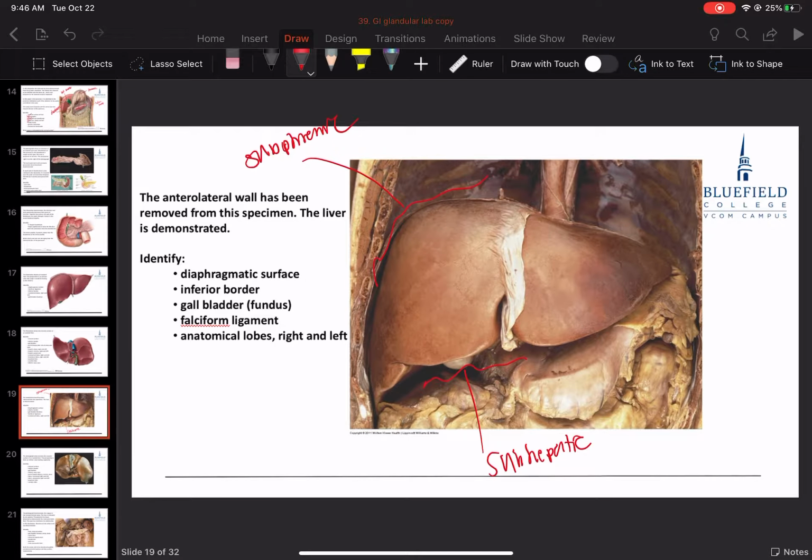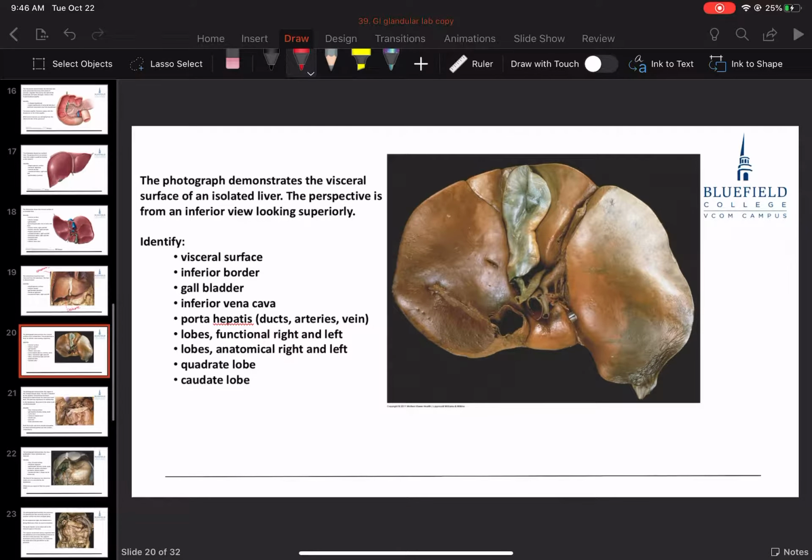So now look at this liver, and again, ask yourself, what's the orientation of this specimen? Yeah, it's inferior. This is the posterior aspect of the liver. Here's the inferior margin of the liver. So here's the left anatomical lobe, here's the right anatomical lobe. So it is like this person is on their back, we're at their feet, and we're looking up at the visceral surface. So here's the right lobe, of course, we see the gallbladder.